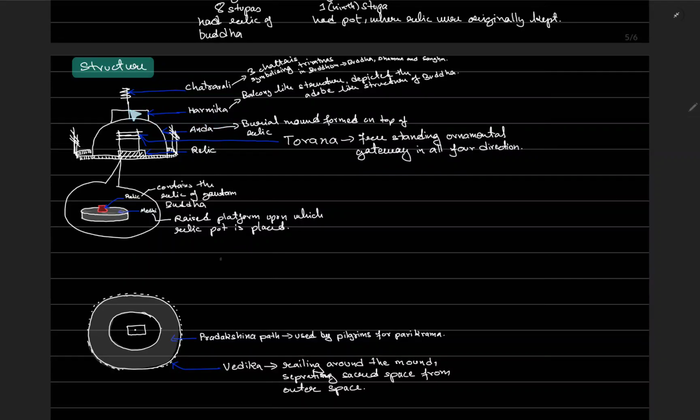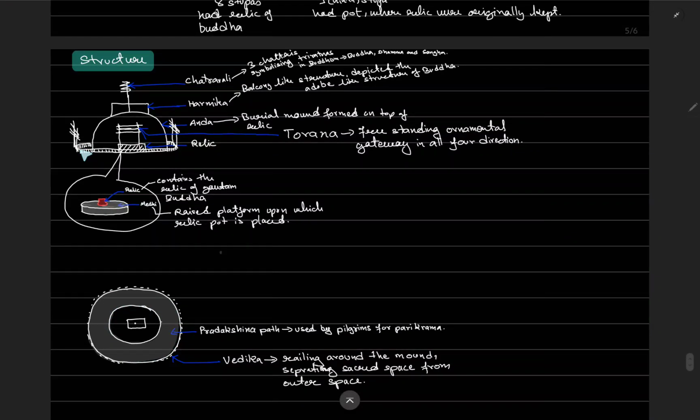On top of the harmika there is a structure called the Chatravali. The Chatravali consists of three chatris symbolizing the three ratnas in Buddhism. Those are Buddha, Dhamma, and Sangha. We know it, right? The basic three ratnas of Buddhism. Even if you see from here, over here you see a circular structure, as you can clearly see in the top view.